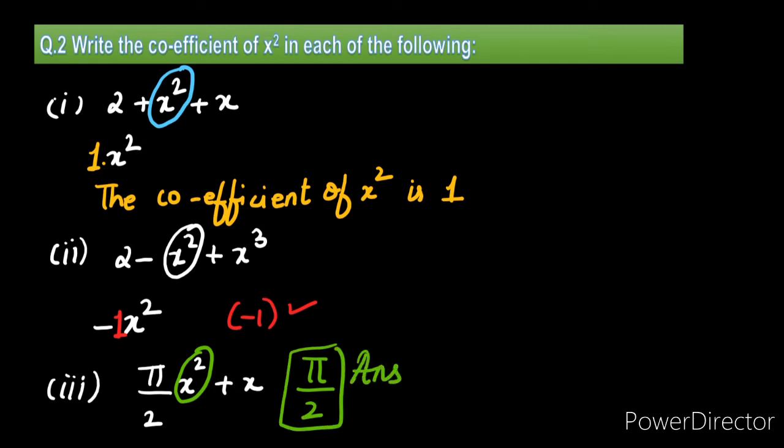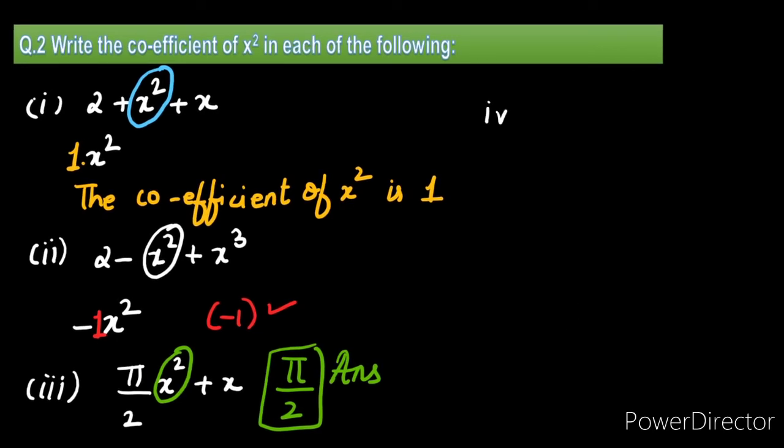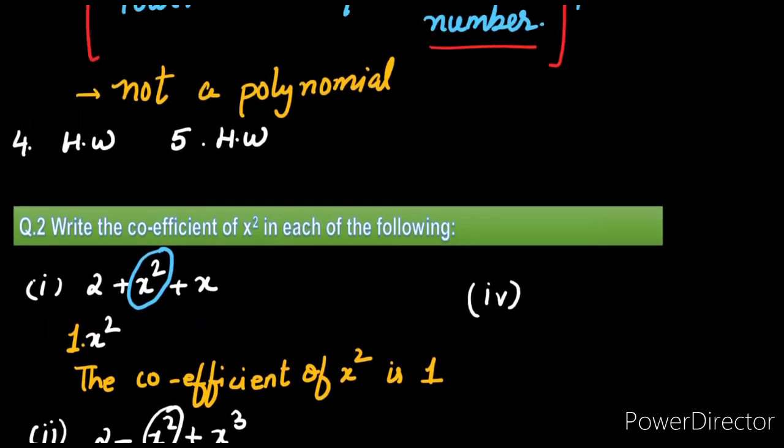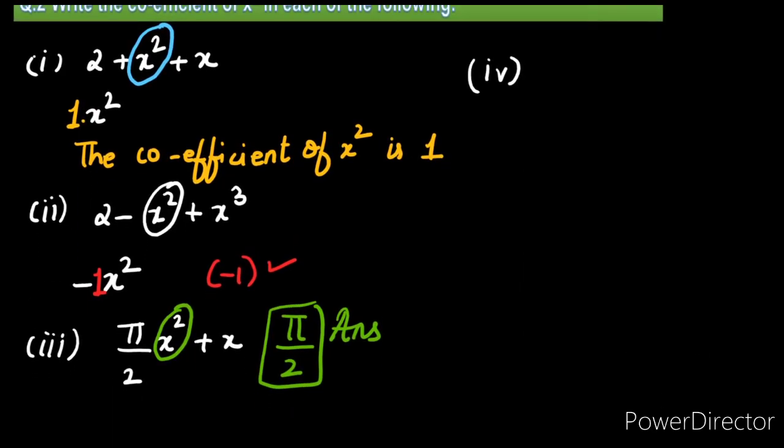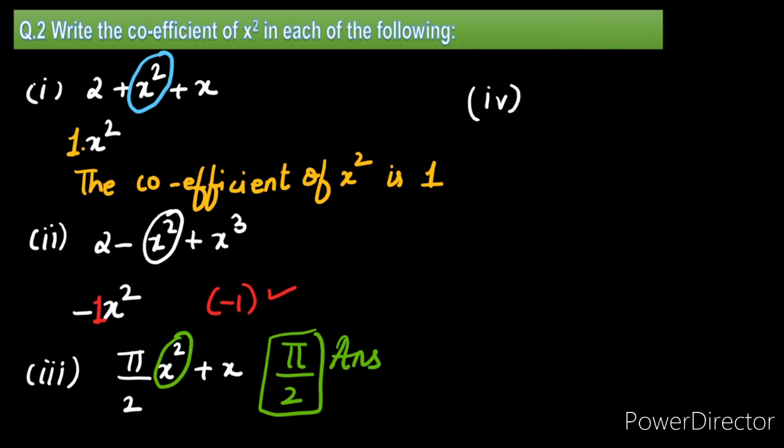The coefficient of x square. X square is not given only, so what we can do, we can actually rearrange it something like this. 0 into x square plus root 2x minus 1. Now we have the coefficient of x square, and that is what? 0. So the answer is 0.